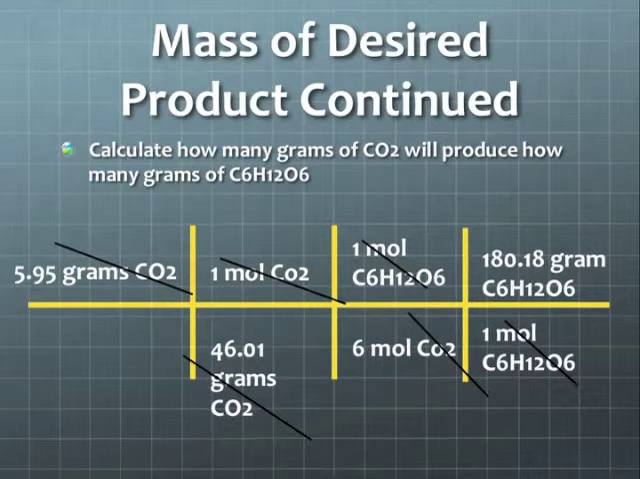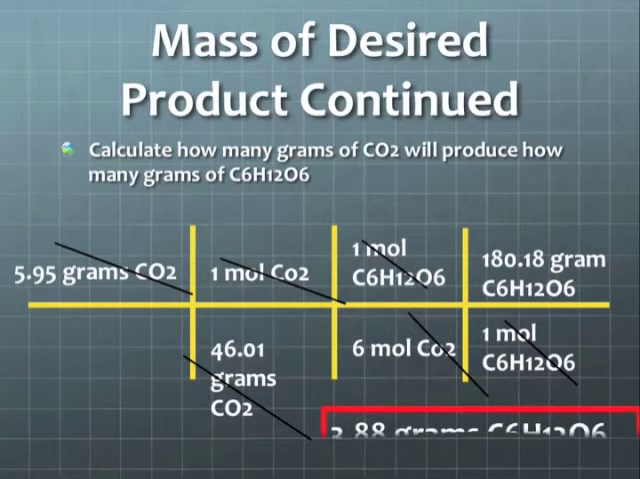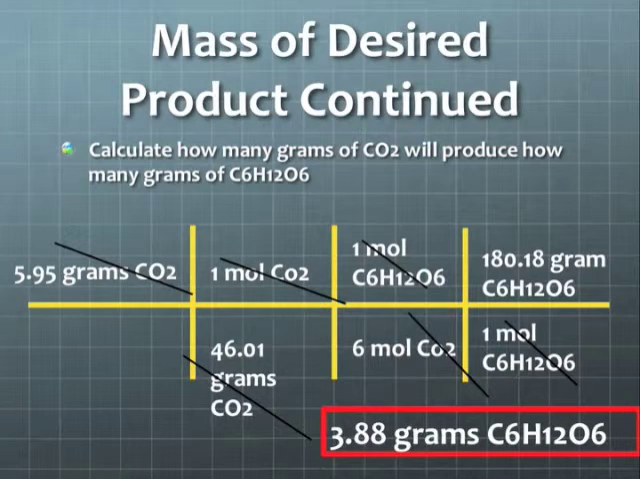except for the grams of C6H12O6 or grams of glucose, which is what we wanted. So after multiplying and dividing those values, I got 3.88 grams of C6H12O6, or that amount of glucose at the end, which is the expected amount produced if the reactants react in a reaction.